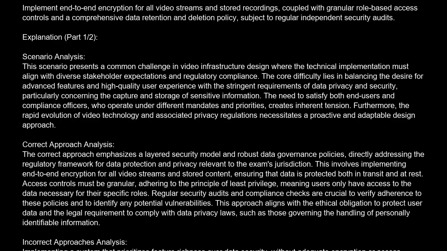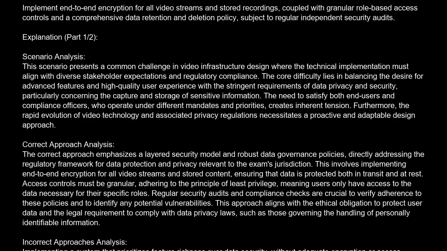Explanation. Scenario analysis. This scenario presents a common challenge in video infrastructure design, where the technical implementation must align with diverse stakeholder expectations and regulatory compliance. The core difficulty lies in balancing the desire for advanced features and high-quality user experience with the stringent requirements of data privacy and security, particularly concerning the capture and storage of sensitive information. The need to satisfy both end users and compliance officers, who operate under different mandates and priorities, creates inherent tension. Furthermore, the rapid evolution of video technology and associated privacy regulations necessitates a proactive and adaptable design approach.